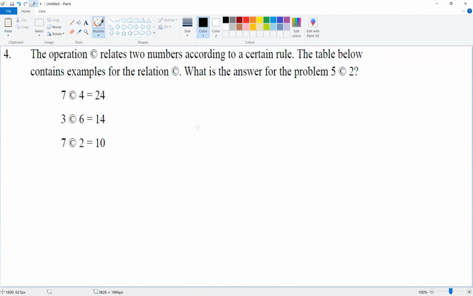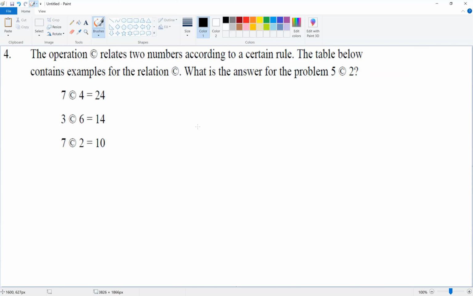So did you find a pattern? 7 and 4 makes 24, 3 and 6 makes 14, 7 and 2 makes 10. Did you find any pattern? No. Anybody found a pattern? I did. Nina, go ahead.